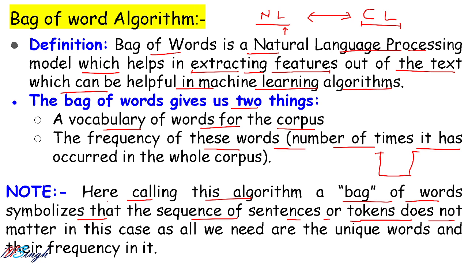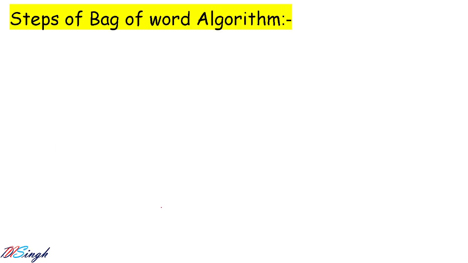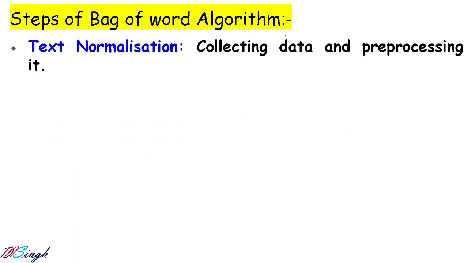Again, we will read this note. Here, calling this algorithm as bag of words symbolizes that sequence of sentence or token does not matter in this case, as well as we need our unique words and their frequency in it. What is our objective? To find out how many unique words are present inside the corpus and how many times they are occurring or they are coming in the corpus. Let us go to the next slide. Steps of the bag of words algorithm. So what are the steps we need to follow while implementing bag of words?